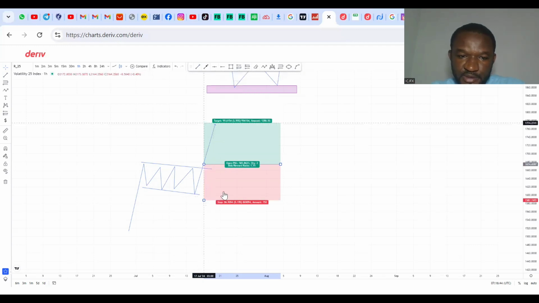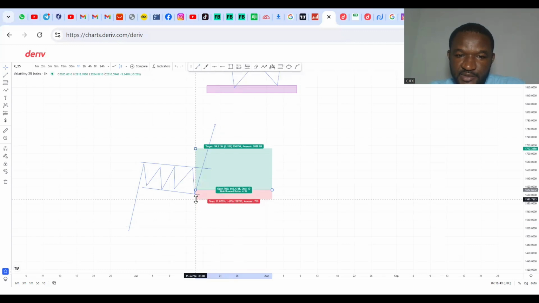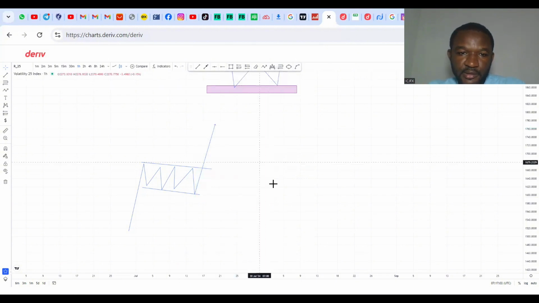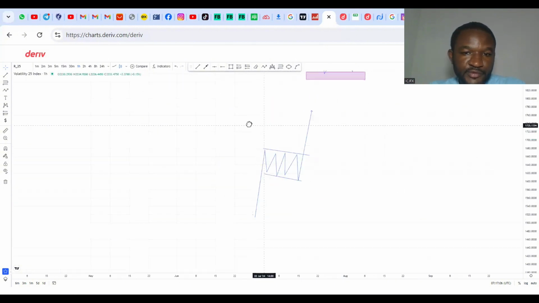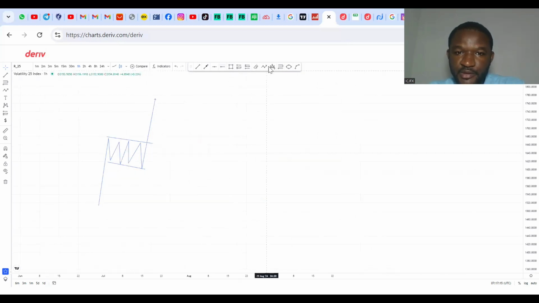Or most times they take their trade from here with a very tight stop loss and then measure 1:4, 1:5 as the case may be. So it happens. There are different types of taking trades. Okay, so we'll move straight to this one, called the bullish continuous pattern. Then we have the bearish continuous pattern as well.